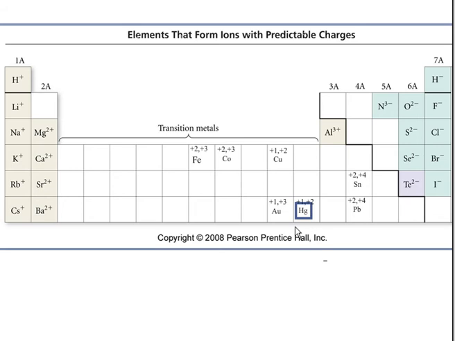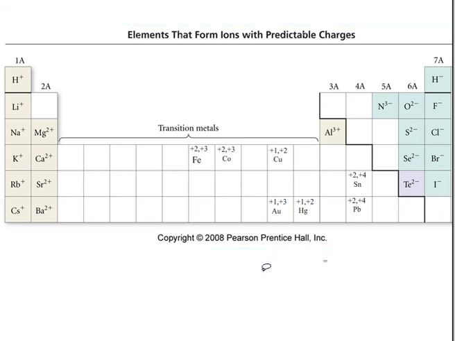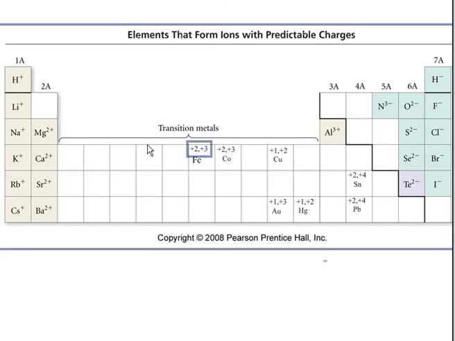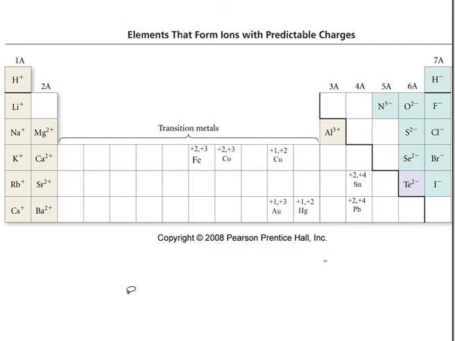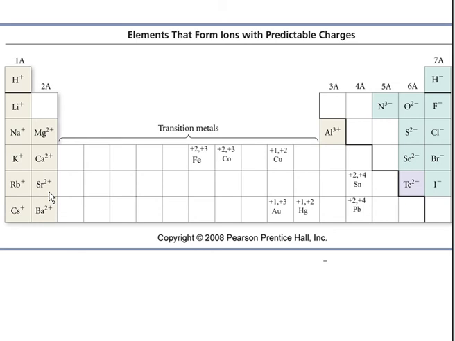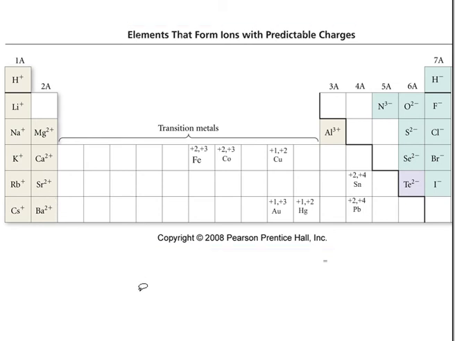Mercury is +1 or +2. And gold is +1 or +3. And you do need to memorize these. In fact, you need to know the oxidation states of all of the ions shown here. So if, for instance, you're asked what's the most common oxidation state of strontium, you can look, or you don't have to look, you can say automatically that it's +2, knowing that simply from its position on the periodic table.